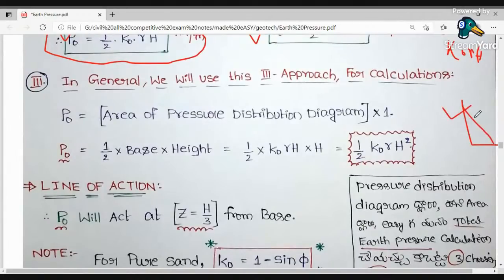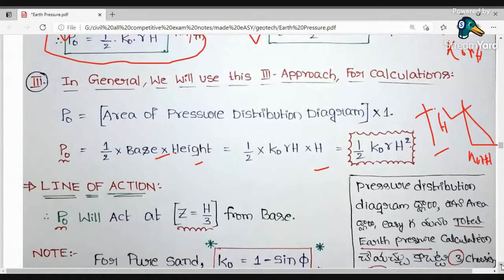This is the simpler method. What will the area be? On one side we have K naught gamma h. The area of the pressure diagram always gives the force. That is the principle, right? So if you consider that area, half into base, K naught gamma h, into height h, we'll get the earth pressure at rest as half of K naught gamma h square, right?